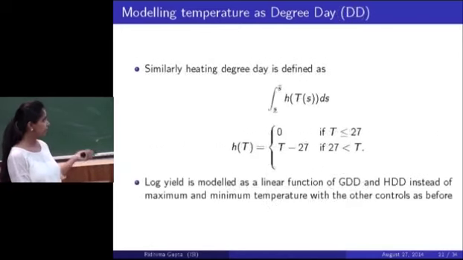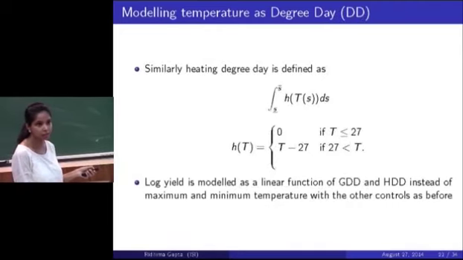Similarly, heating degree days are defined as this. The baseline threshold here is 5 and the upper one is 27. You assume that below 5 degrees Celsius, wheat doesn't grow. So if temperature is below 5 degrees Celsius on any day, the plant won't grow and that day contributes 0 degrees. But any temperature over 5 degrees Celsius will contribute to growing degree days in this manner. Similarly, here the threshold is 27.